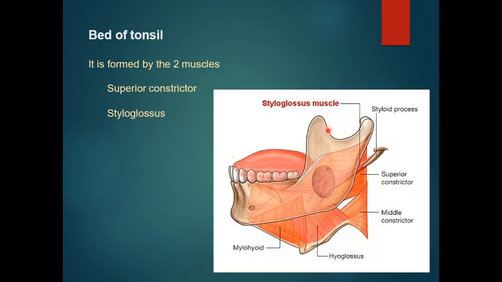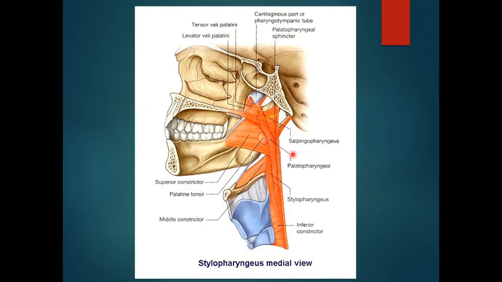Then about the bed of the tonsil. It is formed by the superior constrictor muscle and styloglossus. Here is the superior constrictor which forms the bed of the tonsil, while this is the styloglossus muscle, and here is the palatine tonsil. In this figure again we can see this is the superior constrictor muscle. Here is the styloglossus extending from the styloid process, and here is the palatine tonsil.